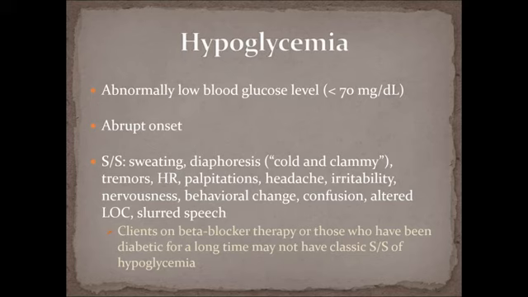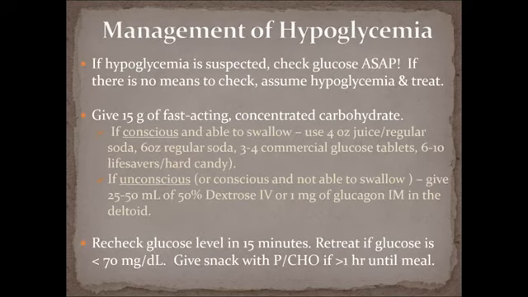The one thing you really want to keep in mind is that people that have been diabetic for a long time and have some nervous system damage, particularly to the autonomic nervous system, or if they are on beta blocker therapy, they may not have those classic signs and symptoms of hypoglycemia. They literally can be talking to you and be unconscious the next minute when their sugar drops. It's called hypoglycemic unawareness. So that's something that's really important for you to know.